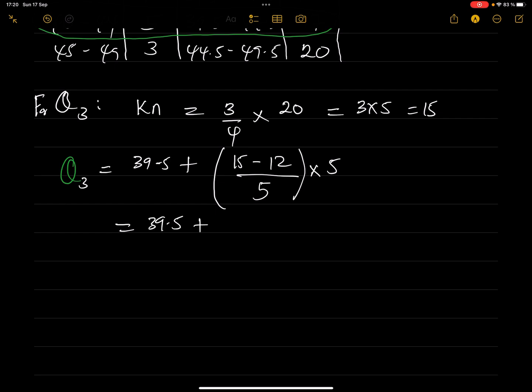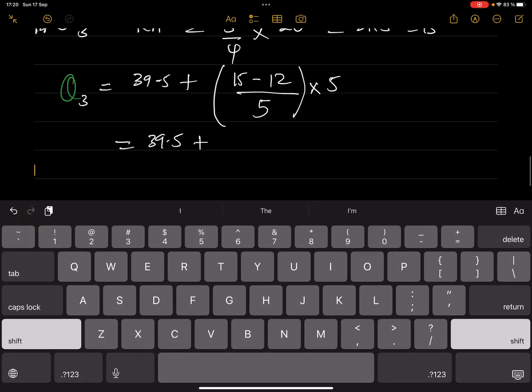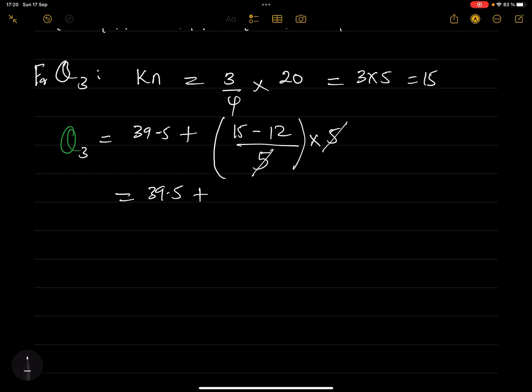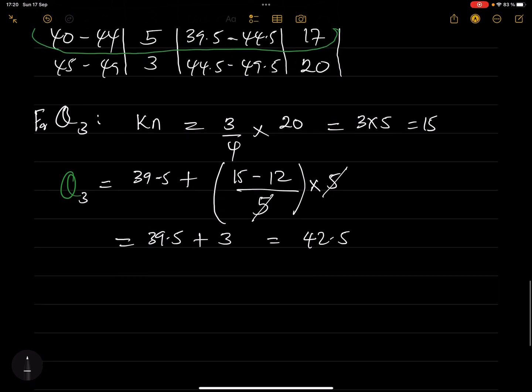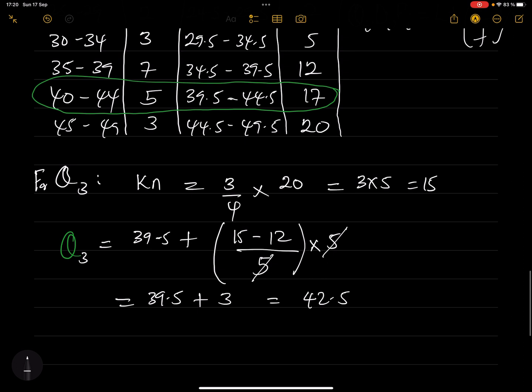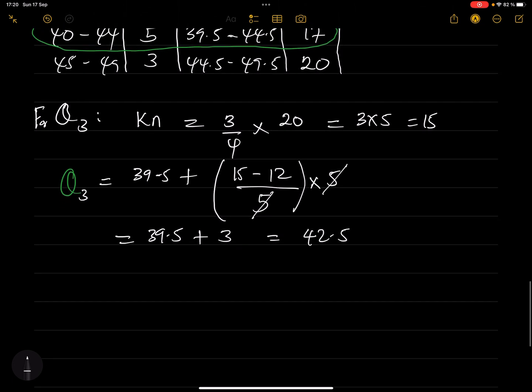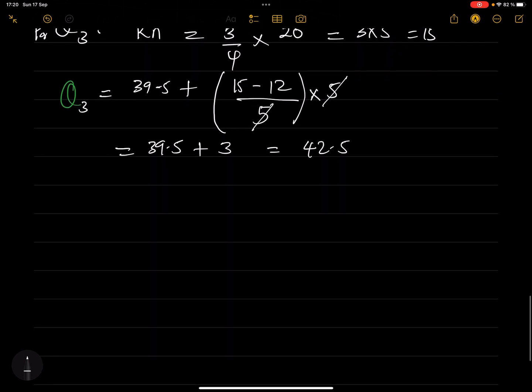So you can simplify this calculation, and then you have 39.5 plus 5 times 15 minus 12 over 5. The 5s cancel here. Then 15 minus 12, you get 3. So when you add 39.5 plus 3, you get 42.5. So your Q3, your third quartile, is 42.5. You can use this method to calculate Q1, and then from there you can calculate your interquartile range, semi-interquartile range, and so on. All right, but now the question says we should calculate the 5th decile.